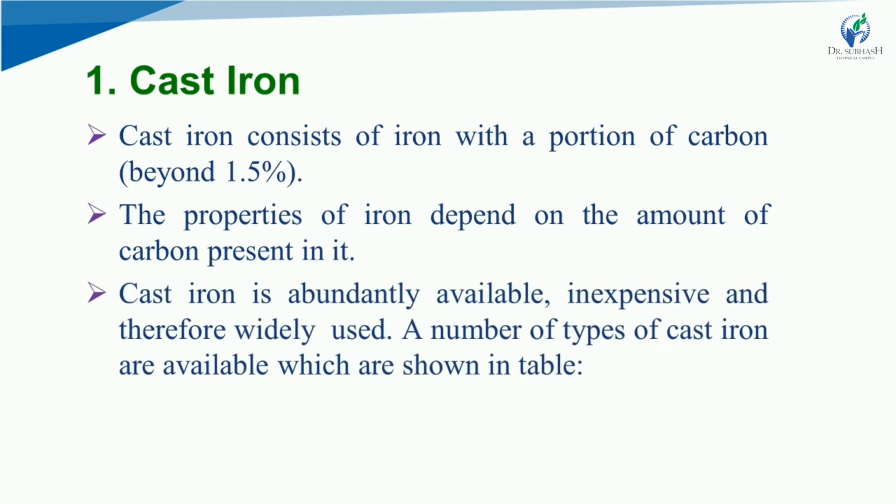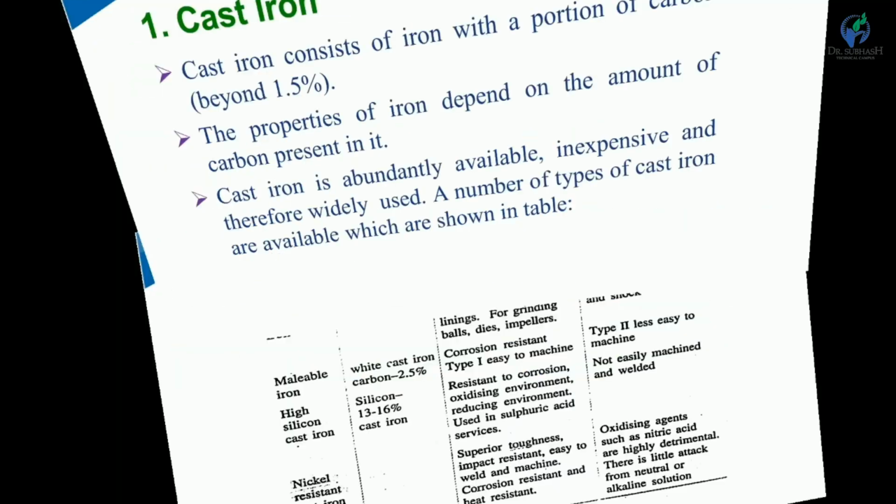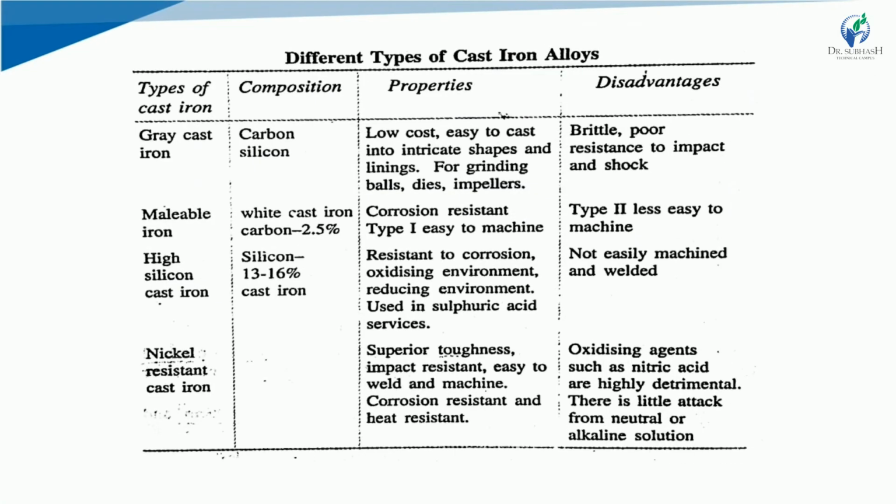Cast iron is abundantly available, inexpensive, and therefore it is widely used. A number of types of cast iron are available, which are shown in the table. There are so many types of cast iron available. They are not that costly, and you can easily afford them, and therefore they are widely used. So here is the table. These are the different types of cast iron alloys. You can also pause the video here if you want to jot it down on paper.